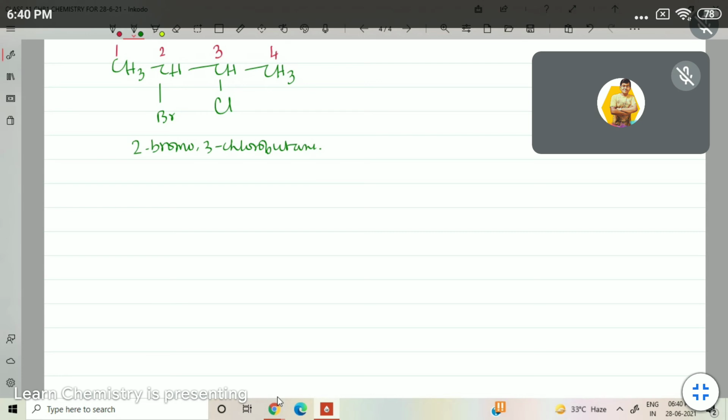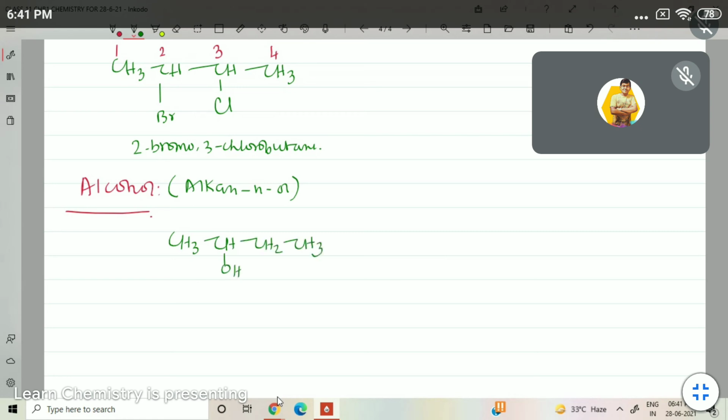So this is how the nomenclature of the organic compounds containing a halogen group is done. Okay. Now what about alcohol, aldehyde and ketone? Alcohol first, then aldehyde and ketone. So what about the alcohol? So the general name of alcohol is alkan n ol. Okay. So what about this one? CH3, CHOH, CH2, CH3. Soumik, tell me, what will this be?